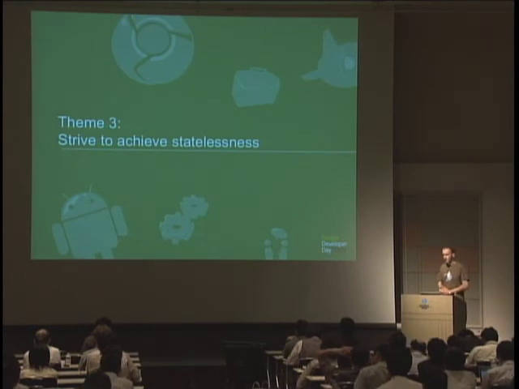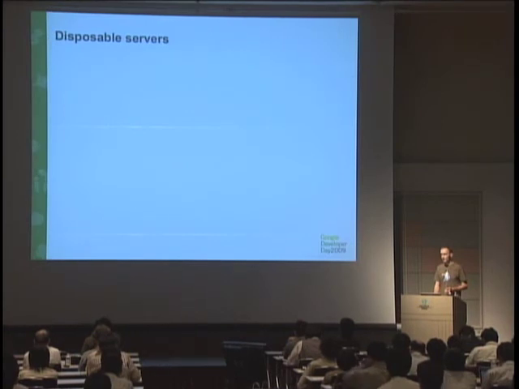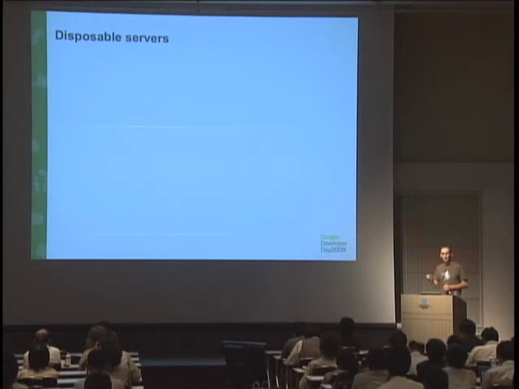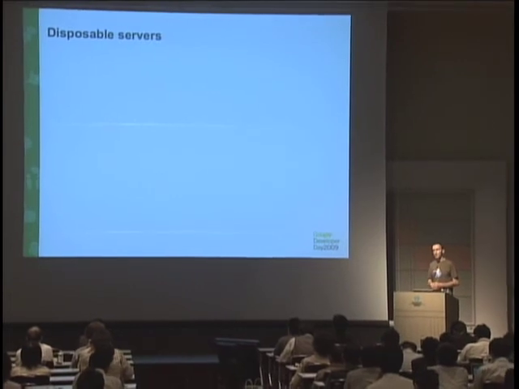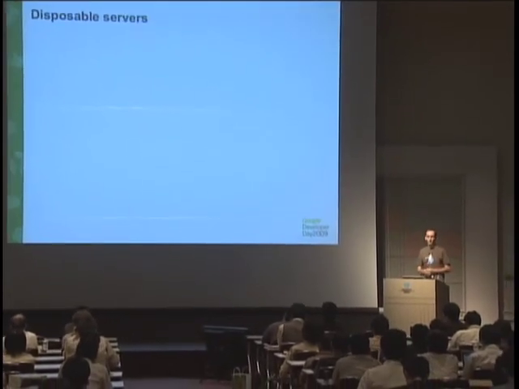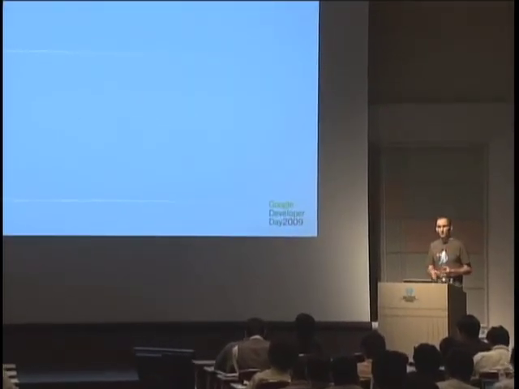Now the third theme for today, which is to strive to achieve statelessness. First, I want to talk about disposable servers, meaning that it's okay if a server goes down, my user can connect to a different server. My user is not tied to that same server. It's very flexible to move on to another server. If I need to roll out a new version of the software, I can just reboot a server and users will go to a new one.